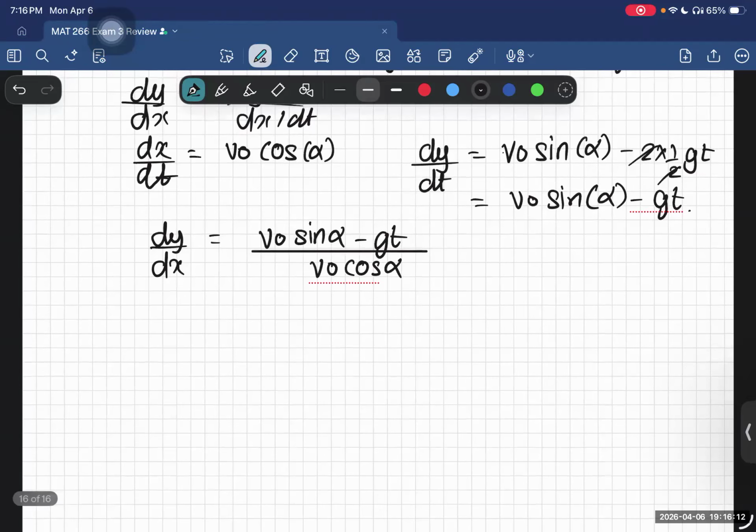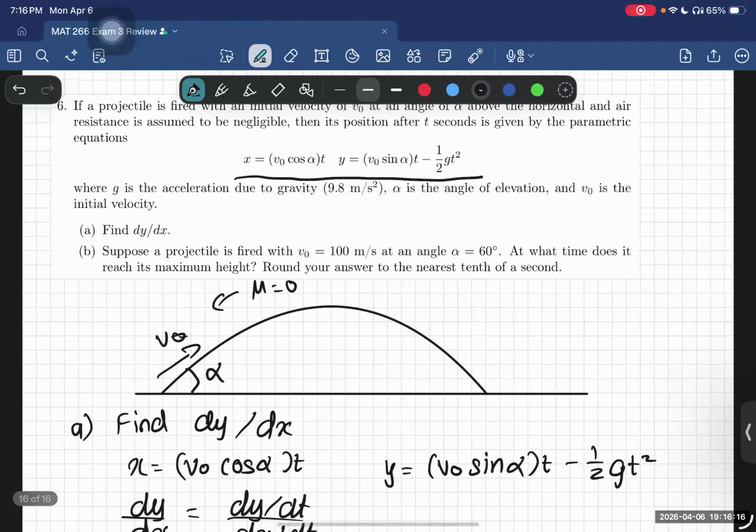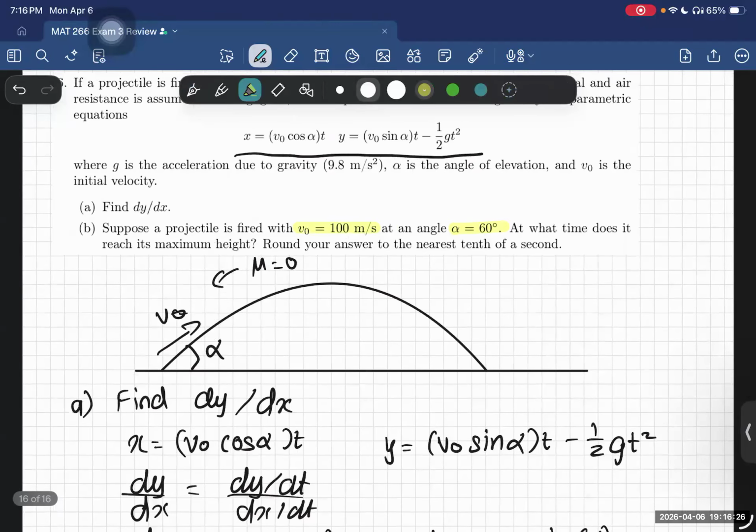Now let's see what they have asked in part B. Suppose a projectile is fired with an initial velocity of 100 meters per second, because we know it's an initial velocity, at an angle of alpha equal to 60 degrees. At what time does it reach its maximum height? So we are talking about this point here.